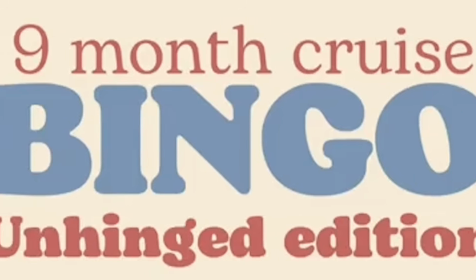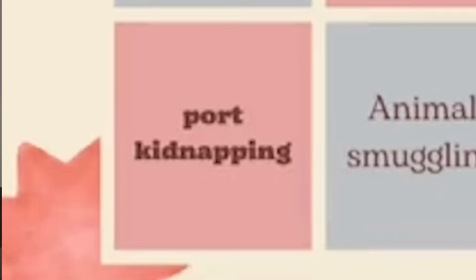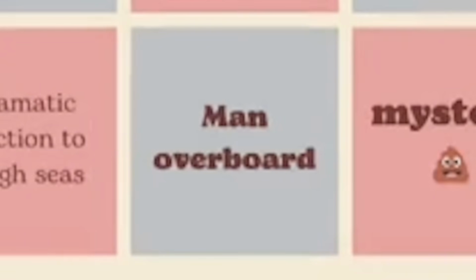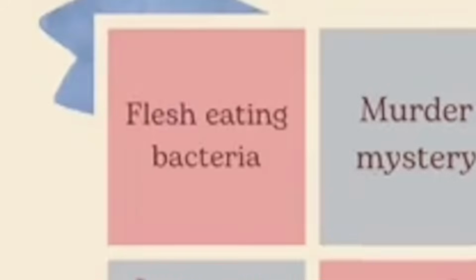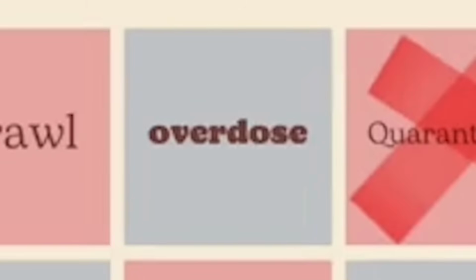This one just says iceberg. Are y'all okay? Here's just some more examples of a bingo card. Heart attack or stroke. Fire. Port kidnapping. Man overboard. Parasites. Flesh-eating bacteria. Alcohol poisoning. Rats or mice. Overdose. Do you want these things to happen?